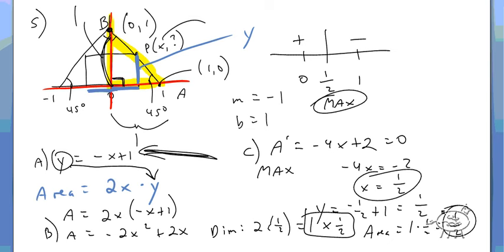Okay, that's it. That was kind of a trickier problem. You had to think a little bit about it, but that's what you have to do. All right? Okay, let's move on to the next one. Number 6. It says a rectangle has its base on the x-axis, and its upper two vertices on a parabola y equals 12 minus x squared.